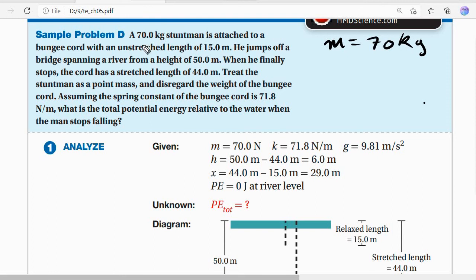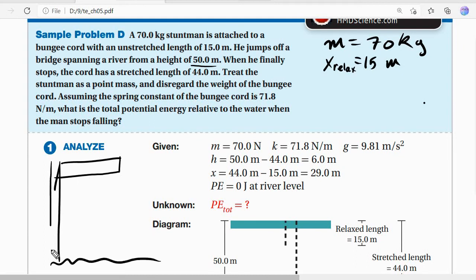Now here in this problem, that's the relaxed length. Now here that is the relaxed length. We can say that x relax equals 15 meters. Complete, Hatim, please. He jumps off a bridge spanning a river from a height of 50 meters. Excellent. Now this is the bridge height. The bridge height from the river, all the height for this bridge, is 50 meters.